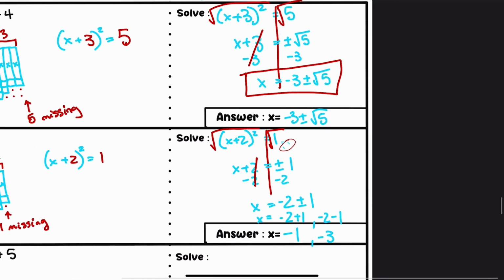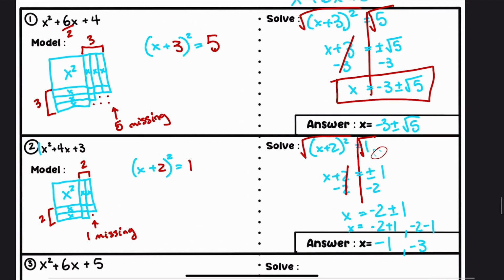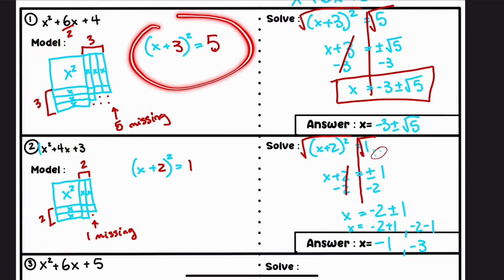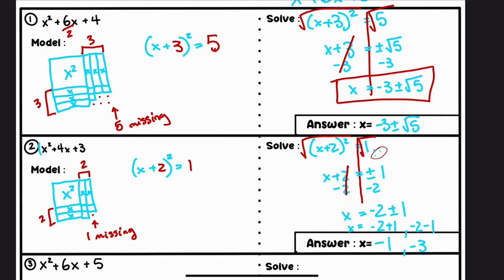Okay, so we did 2 slightly different ones. They started out the same. The models started out, you know, exactly the same. Our equations look similar, but then once we got to this part here, it switched up a little bit because of that radical sign. All right, let's try one more.